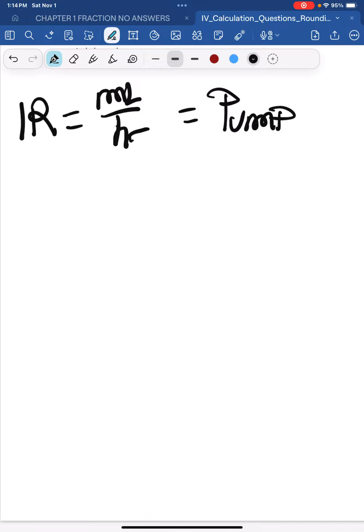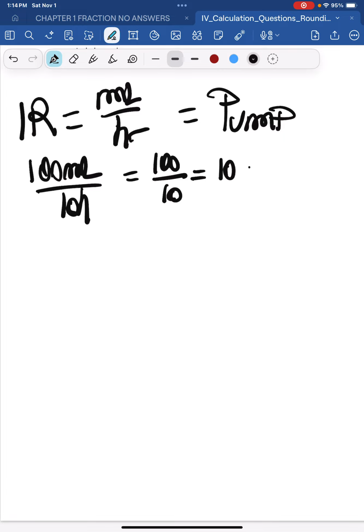Okay? So, for example, if they say infuse 100 milliliter over 10 hours, and the question is, what is the infusion rate, or how many milliliter per hour the nurse will set the pump to, or what is the pump rate, or what is the flow rate? I do 100 divided by 10, and your answer is going to be 10 milliliter per hour. So I want to help you quickly understand milliliter per hour, my dear friend.